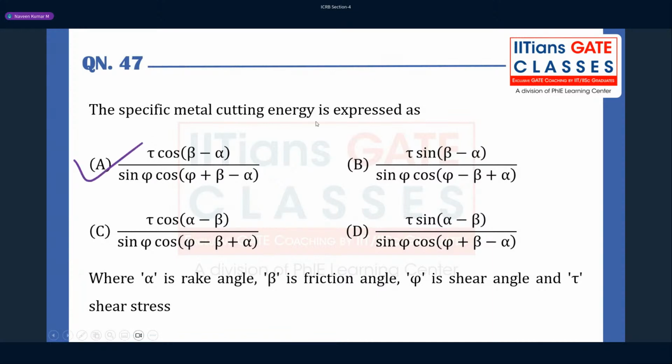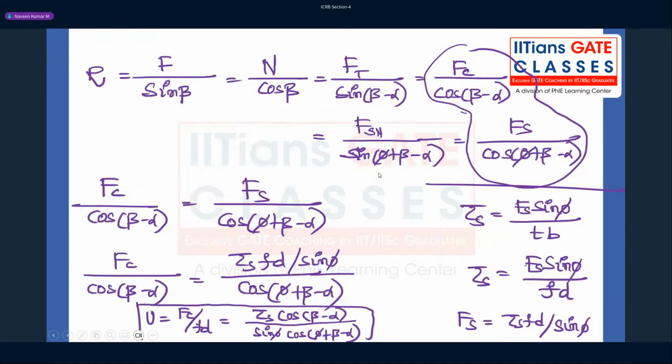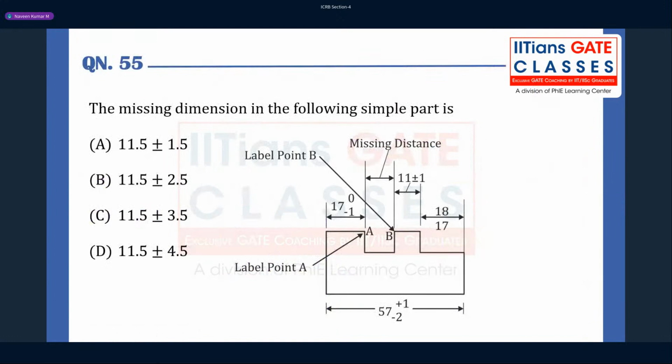That's it. Okay, this is the derivation. Next one. The missing dimension in the following part is simple. We have discussed we can use the rule of propagation or we can use the maximum-minimum distance. So what is the maximum distance? Let me do it here itself.